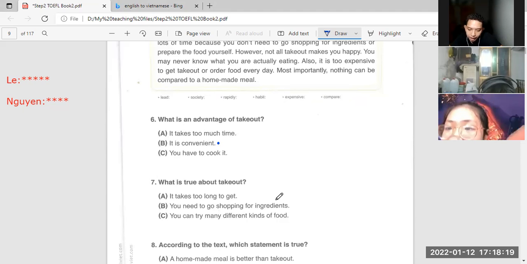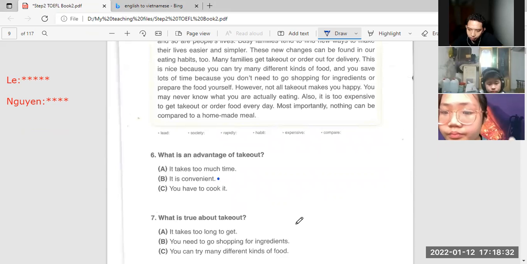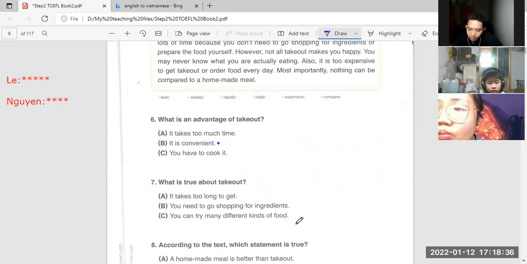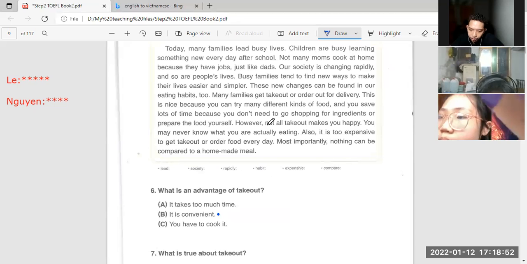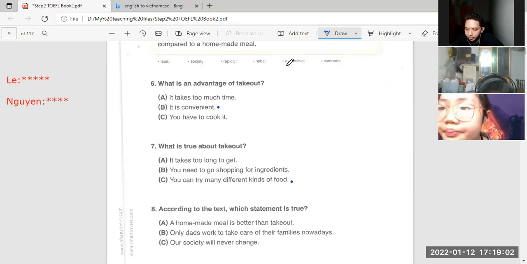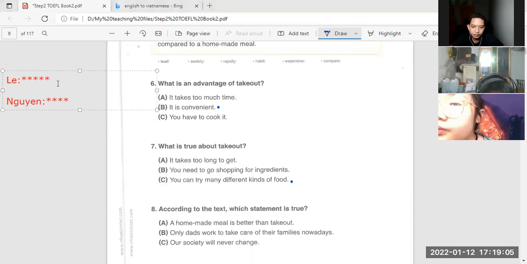Okay, next, number 7. What is true about takeout? It takes too long to get. You need to go shopping for ingredients. You can try many different kinds of food. What is the answer? Who knows the answer? Lei? Yes, it is C. You can try many different kinds of food. So the answer is C. So 1 star for Lei.